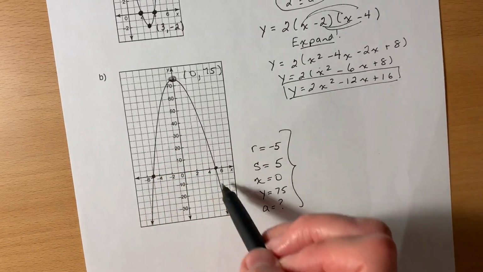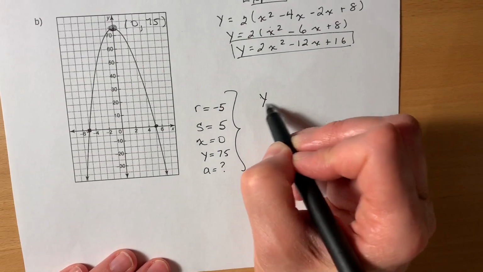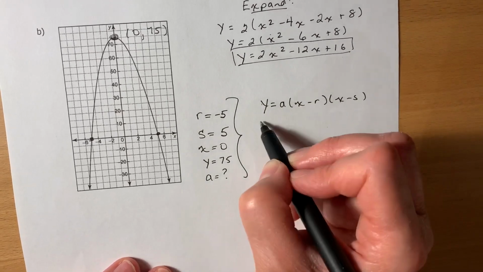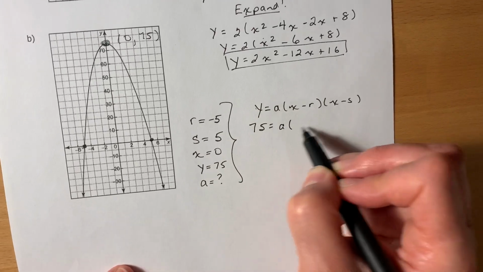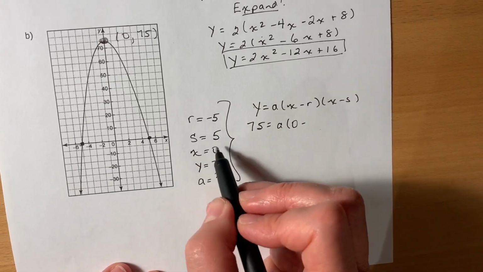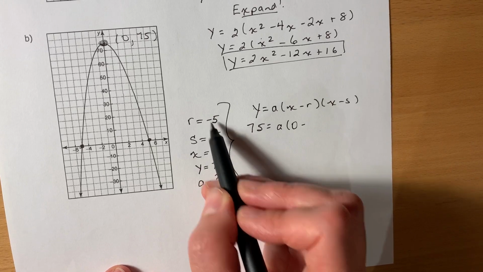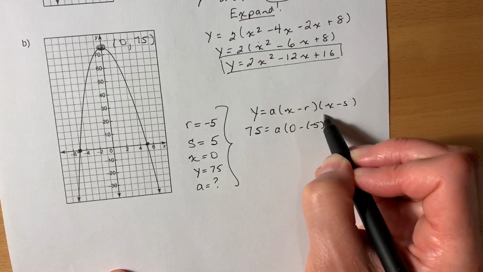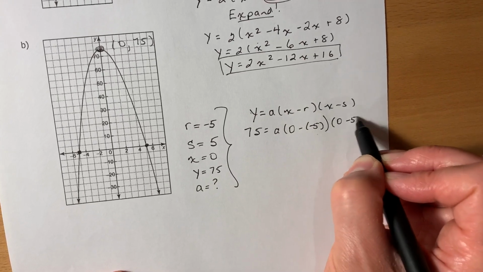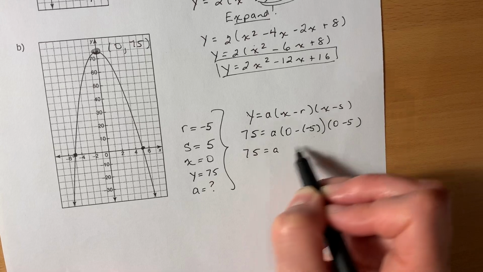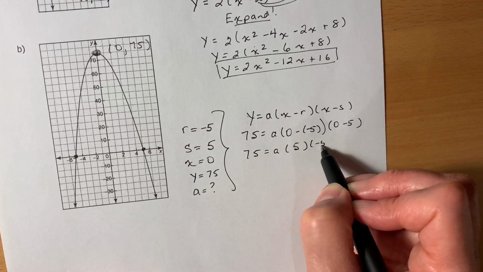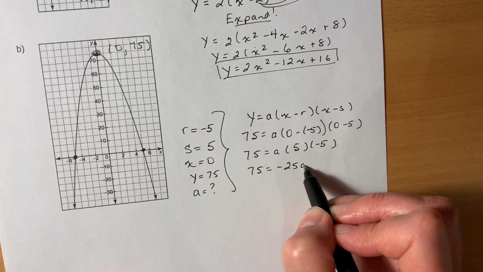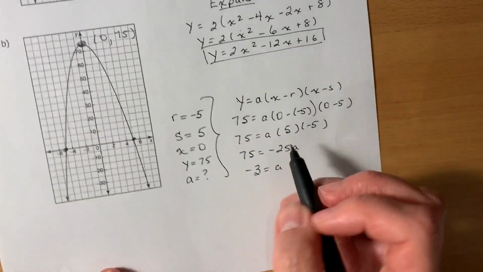Remember your a value needs to be negative because this opens downward. Because I am using my r value and my s value, I use factored form. I algebraically find my a. Because I'm subtracting a negative, so I'm going to do x, which is 0, subtract -5. Remember, that's the same as adding, right? So here I have +5 times -5, which I know is -25. So my a value is -3.